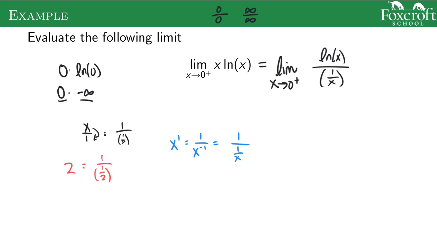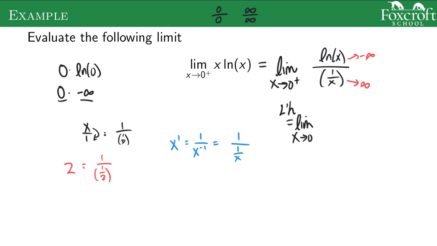Now if we look at our equation and try to plug in 0, the top is still going to give me infinity, since natural log of 0 is negative infinity. But on the bottom, I have 1 over 0, which gives me really big numbers. That's also infinity. So now that I have that written out, I have infinity over infinity, and with this newly written form, I can use L'Hopital's rule.